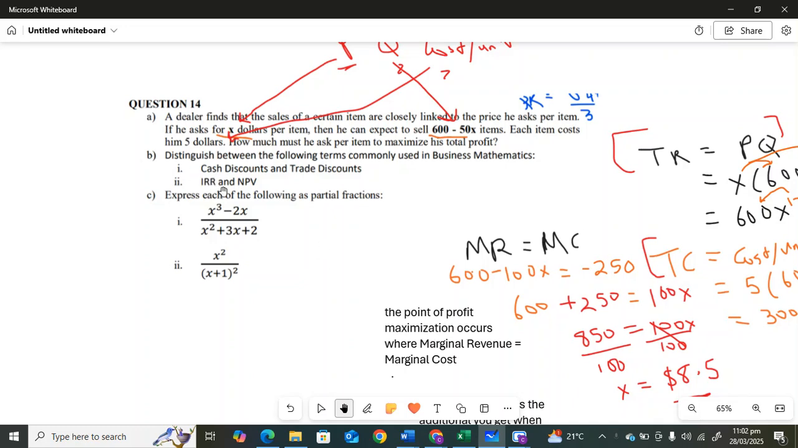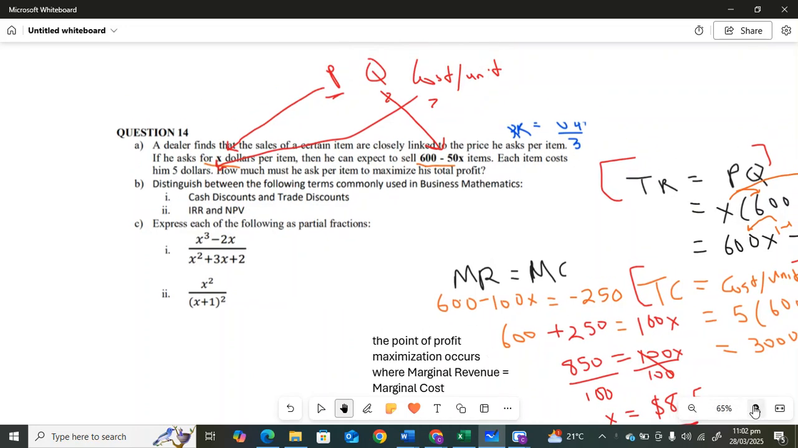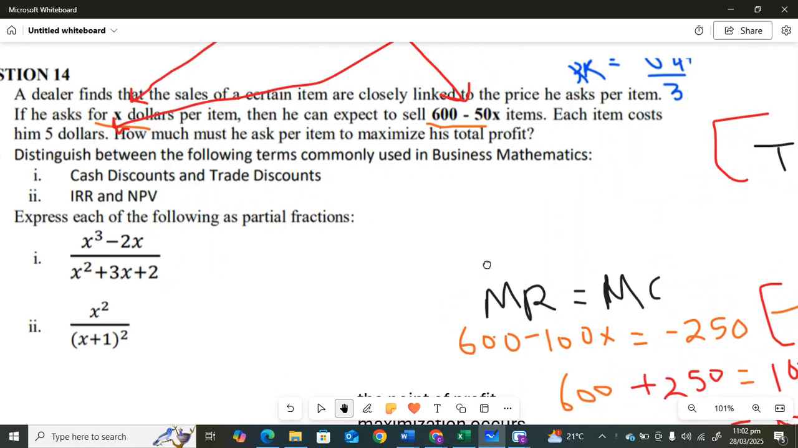Okay, maybe I'll just run you through this part B before we reach part C. I'll just explain to you what these terms are.